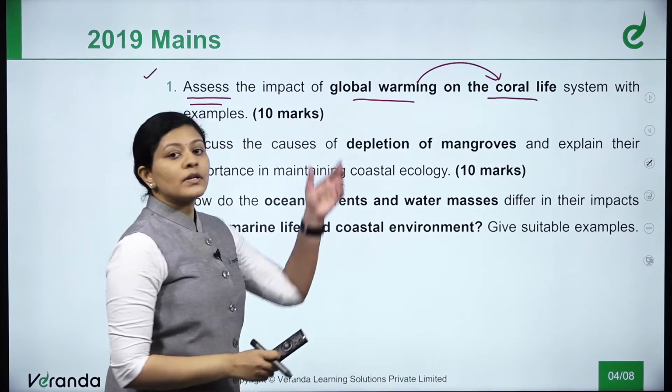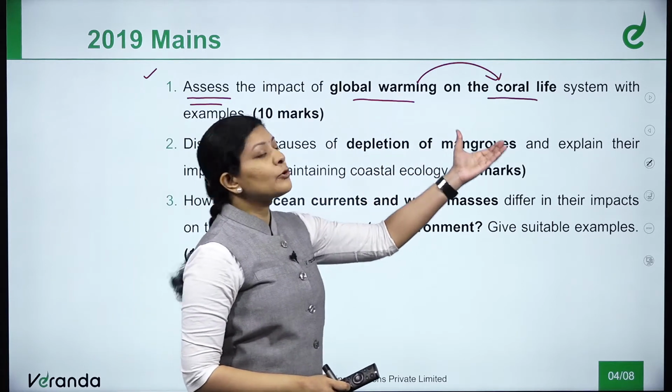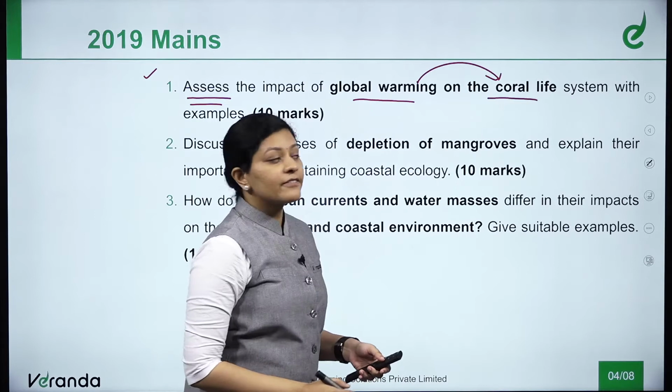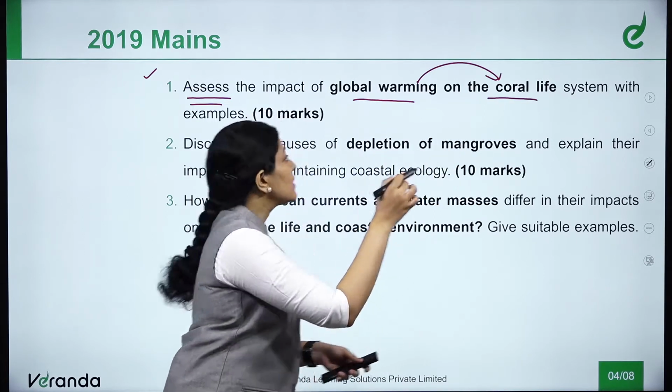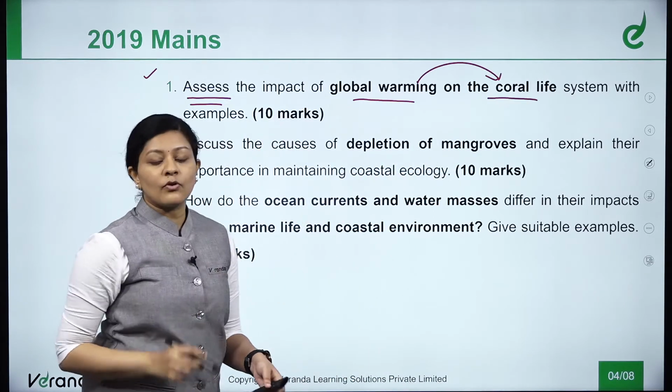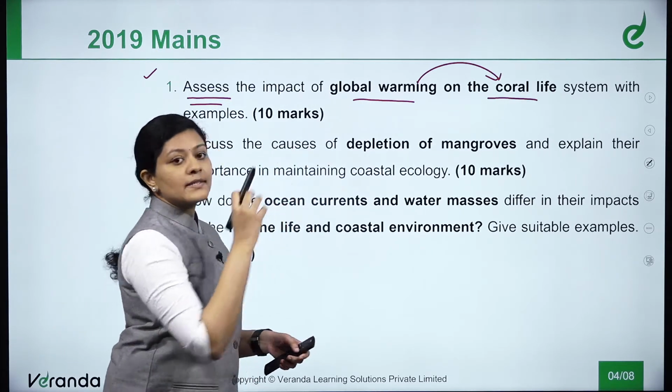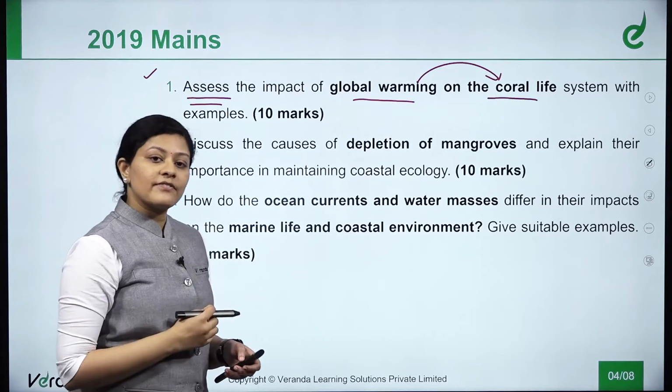You know what is global warming? Coral life, you must have a rough idea. And how this global warming is affecting coral life. So the interrelation between them with the examples, where all the coral lives are distributed across the world. So how the global warming has bleached the coral life and how that has affected the marine life.